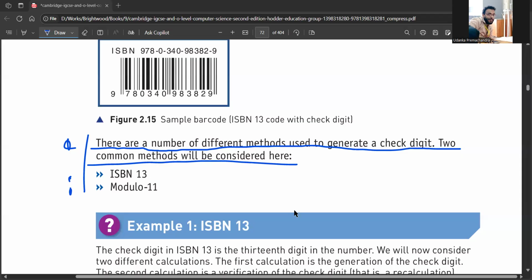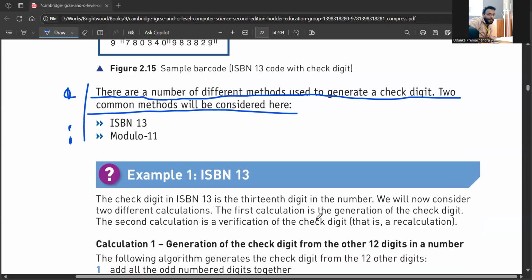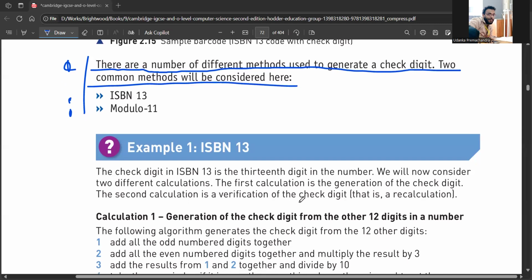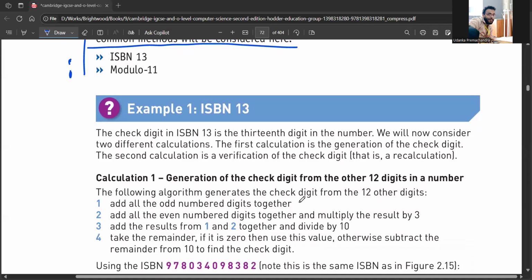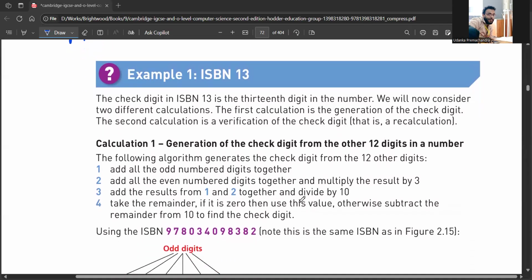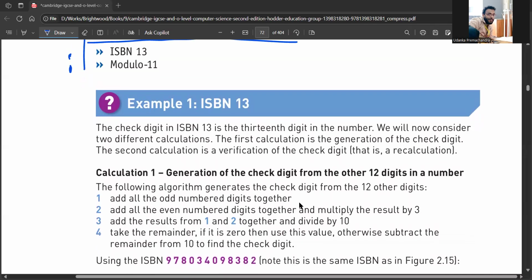Okay, common methods will be considered here, ISBN 13 and modulo 11. Now, here is an example for the ISBN 13. Look at here. There should be the following. Write down as a subtopic: Example. One example is enough. ISBN 13.